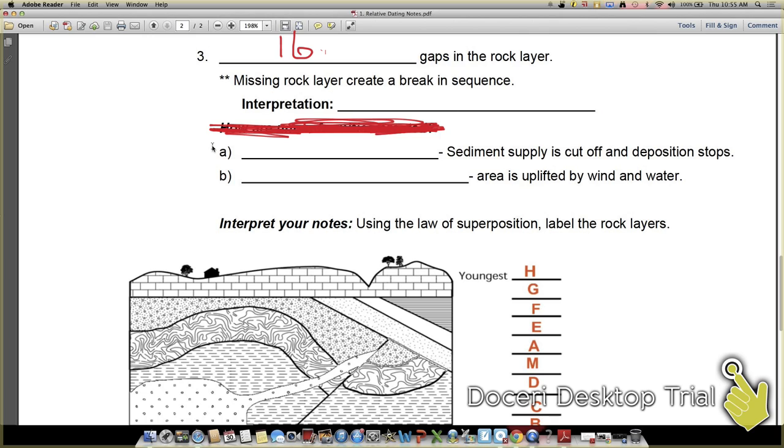There are two ways that rock layers become missing. One is where the supply was cut off and it never got placed there. And the other is there is some rock layer there, but some of it got washed away or uplifted by wind or water.